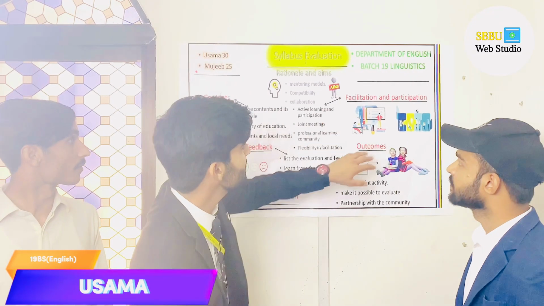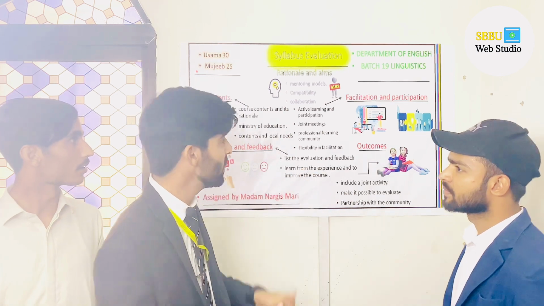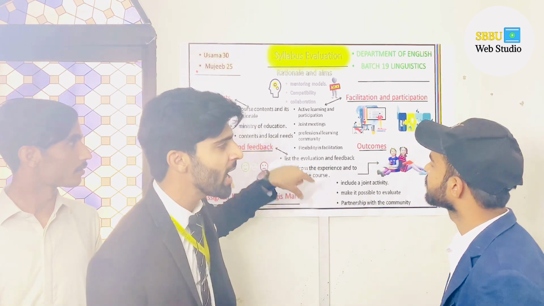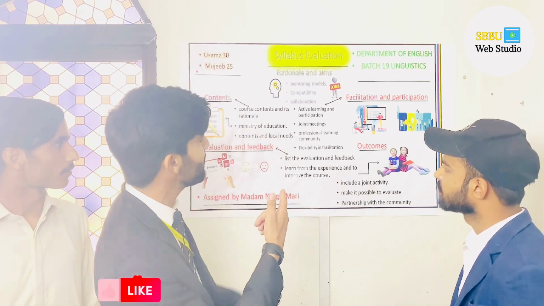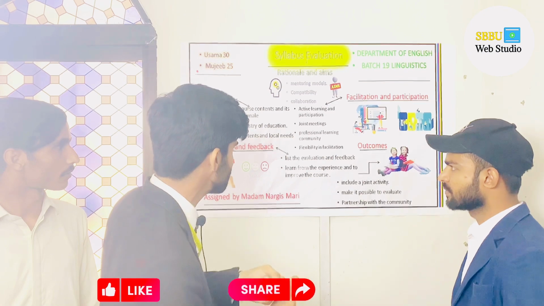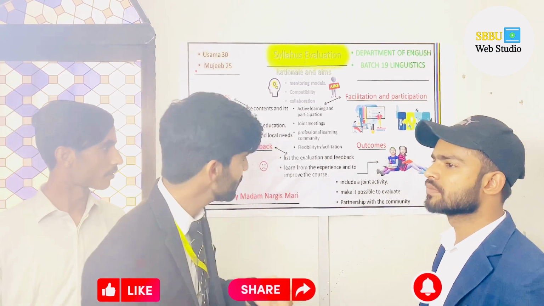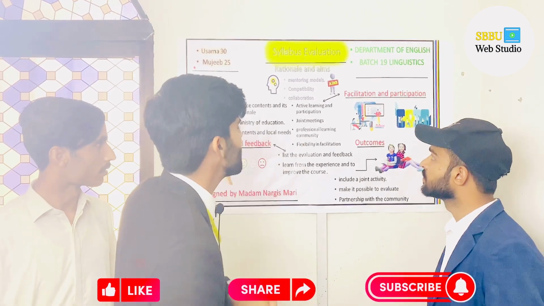Okay, so we have the facilitation and the participation. We need to make sure whether the students are participating actively in the classroom or not. Then we have the joint meeting. For example, the relevant parties, the concerned parties in the syllabus evaluation, should be there. Then we have the professional learning community.